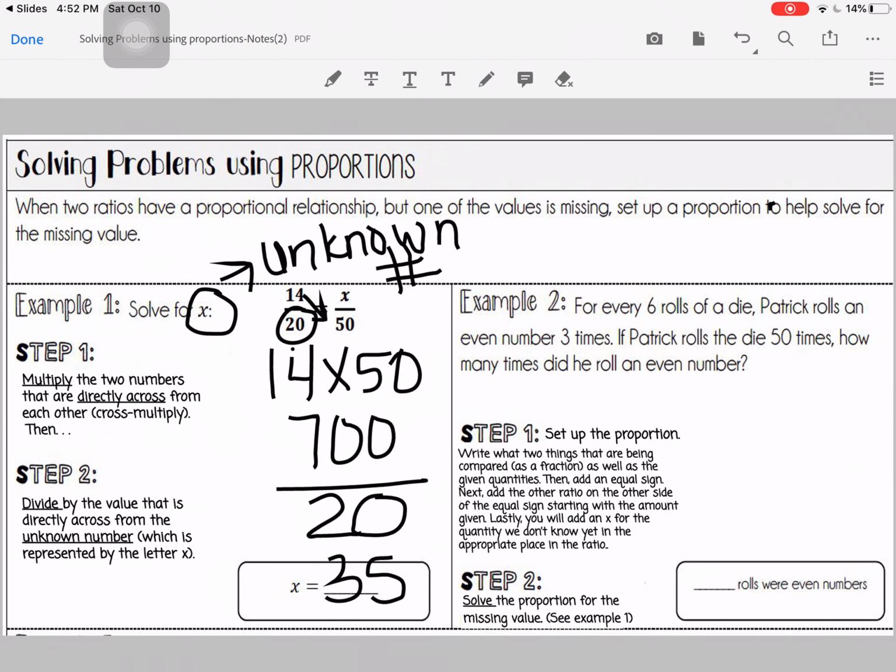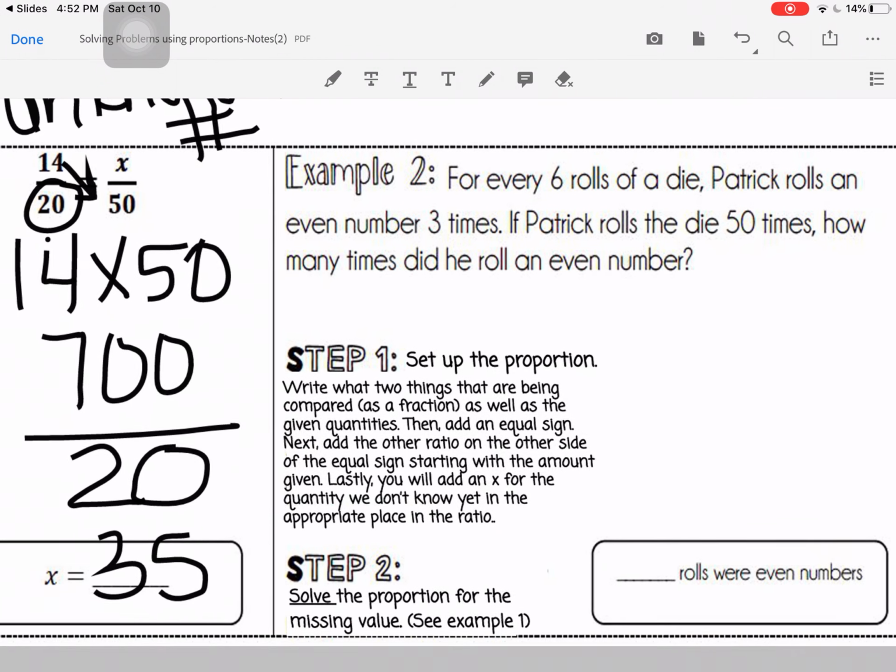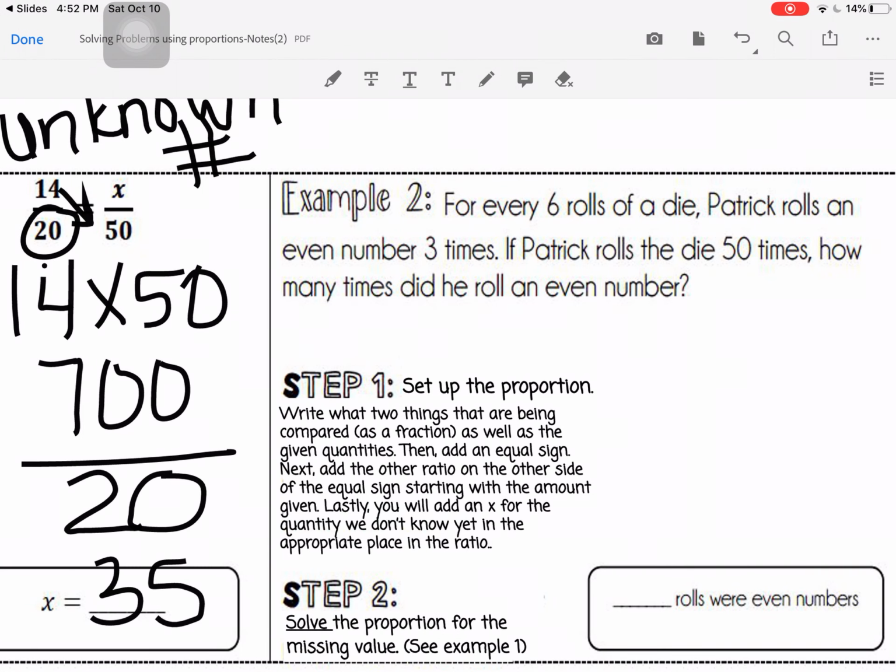All right, example 2 gives us a word problem. So let's look at it. For every 6 rolls of a die, Patrick rolls an even number 3 times. If Patrick rolls the die 50 times, how many times did he roll an even number? So the first thing we're going to do is set up our proportion. All right, and these directions tell us how to set up our proportion.